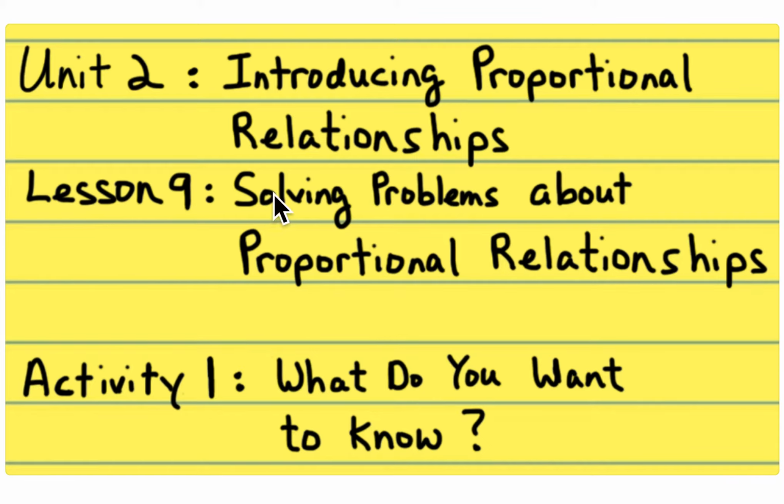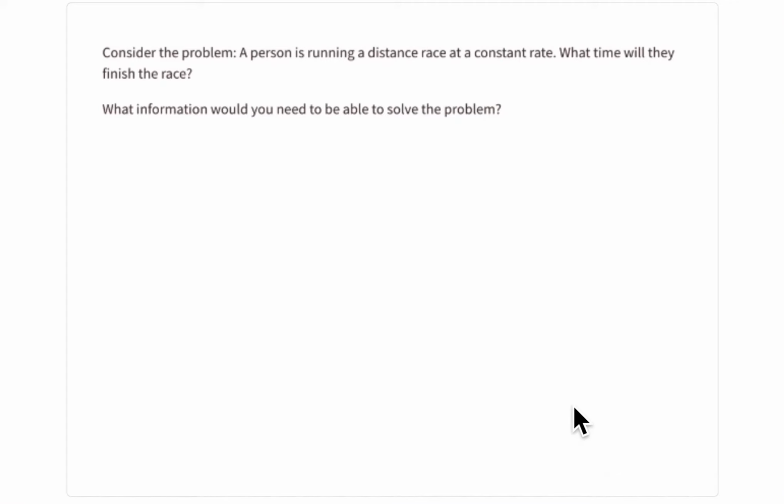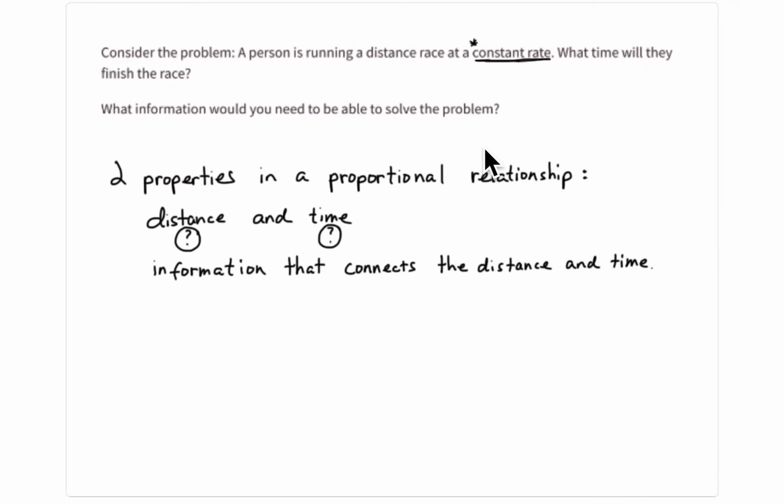This is Unit 2, Lesson 9, Solving Problems about Proportional Relationships. And this is Activity 1. What do you want to know? And so what do you want to know about this race in order to figure out at what time the person running the race will finish that race? And so what information do you need to know to help solve that problem?